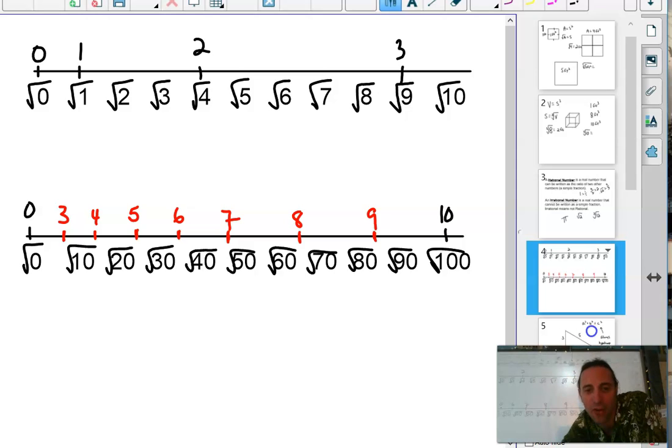And you can just see how we built another number line. Right? And again, the idea is to give you a sense of these numbers.